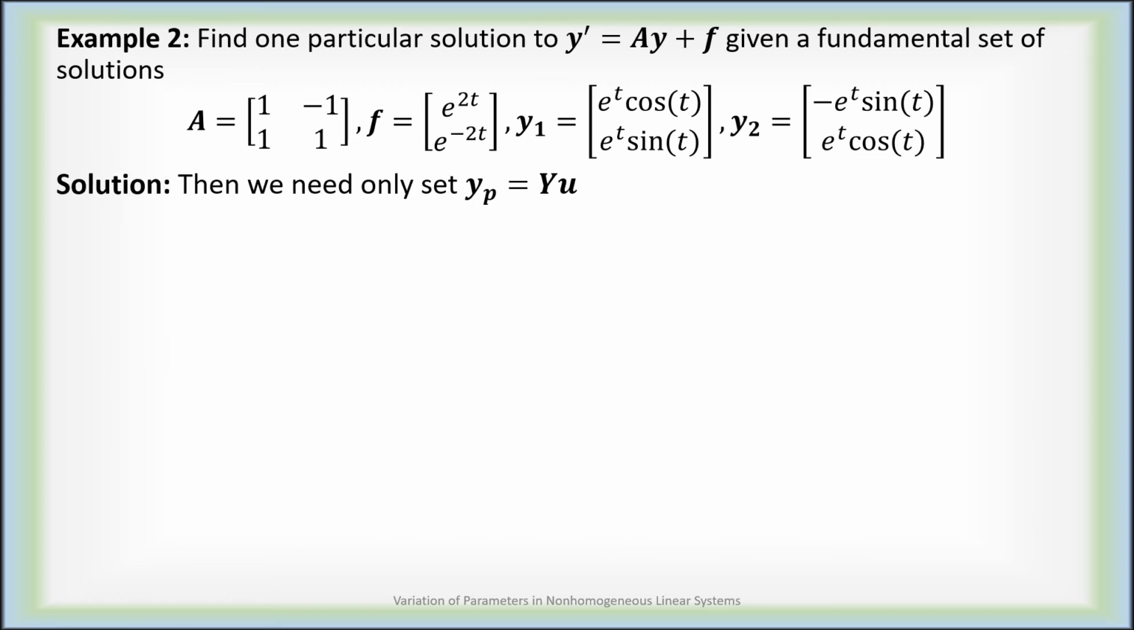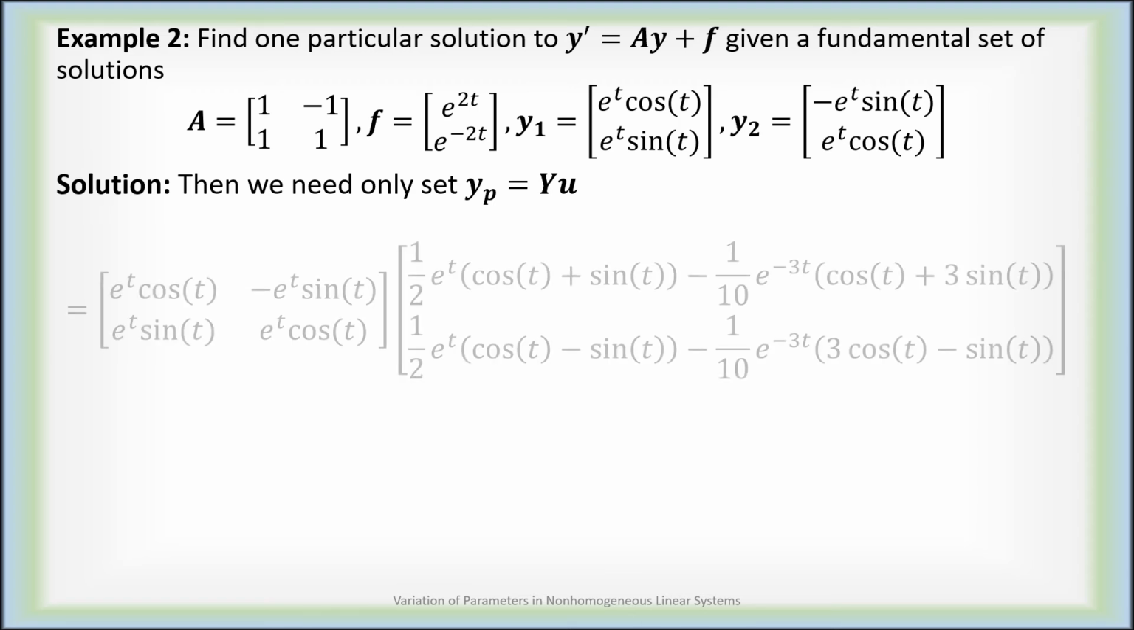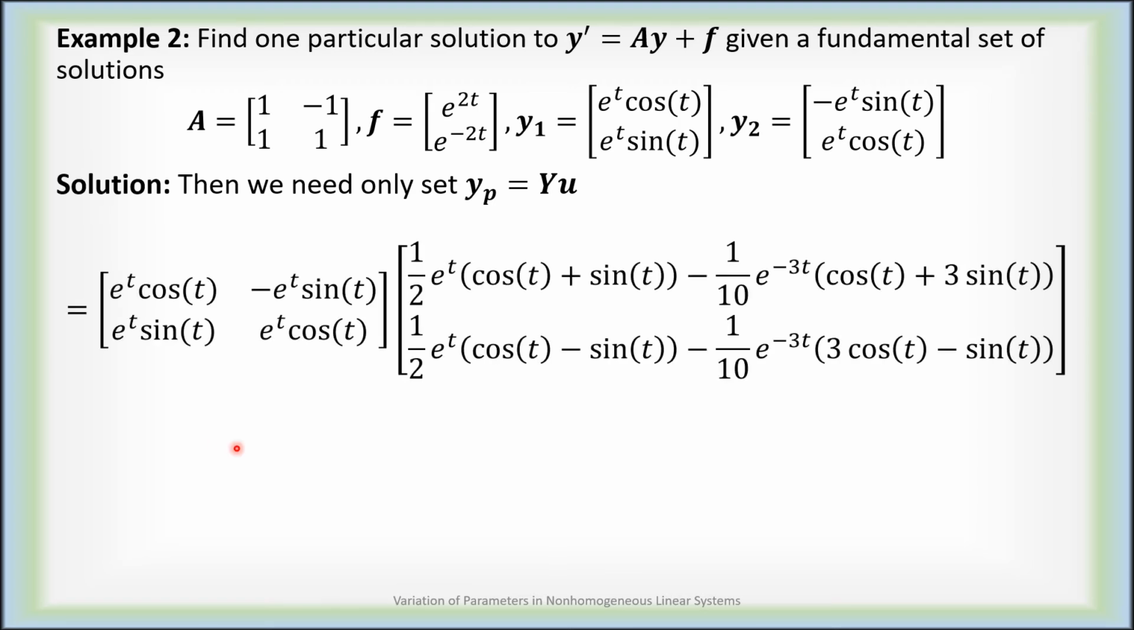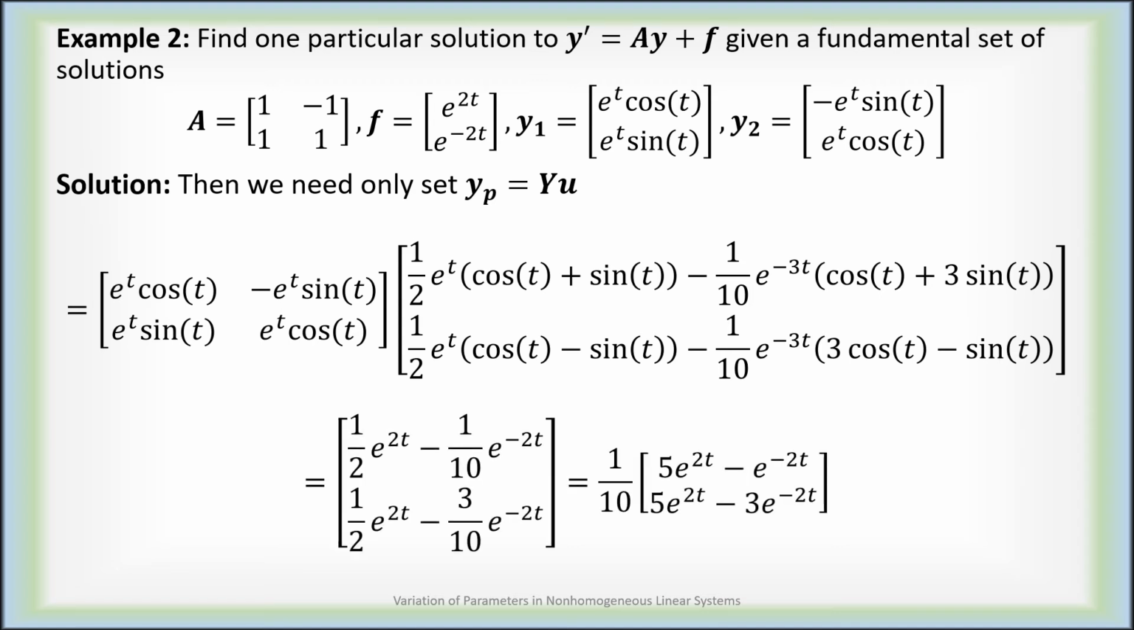Having solved for u1 and u2, we simply declare that our particular solution is the fundamental matrix of solutions that we started with, and then this column that we just solved for. So here was our fundamental matrix of solutions. Here was the column that we just solved for. If you go ahead and do the multiplication and simplify, it works out to be fairly nice. The 1/10 you can factor out just to make the matrix look a little nicer. Not so bad.